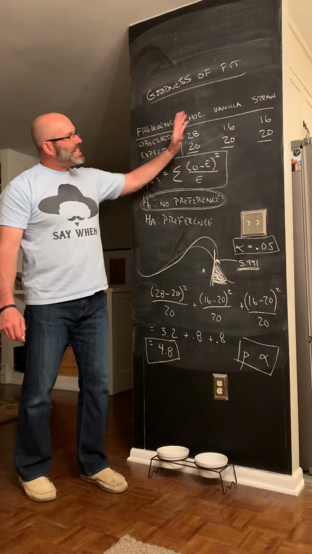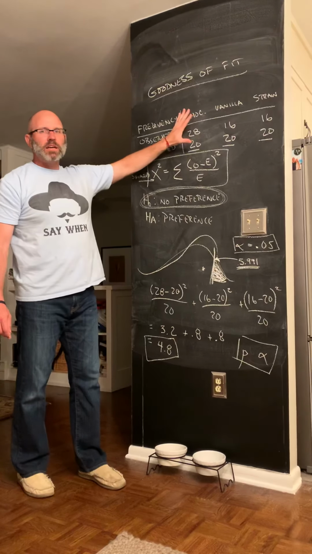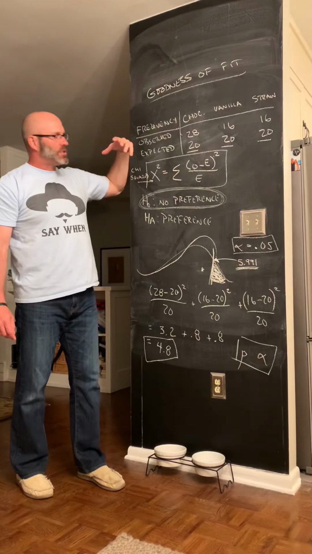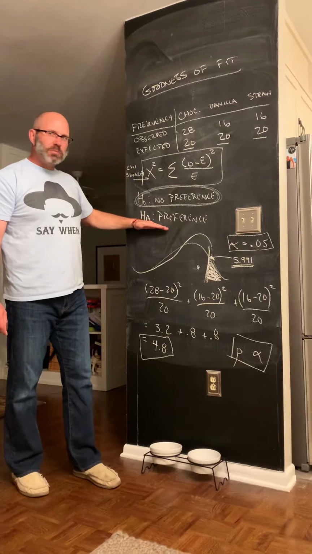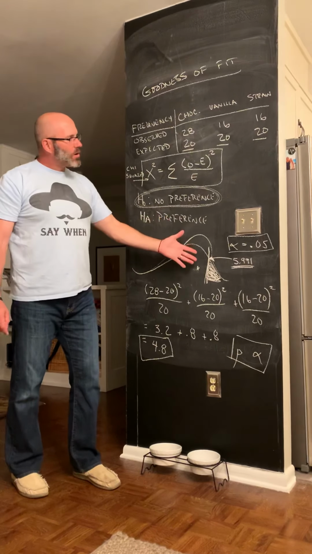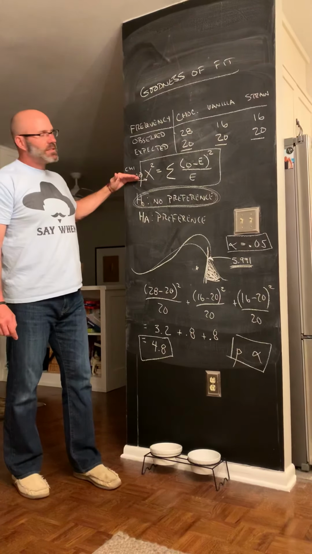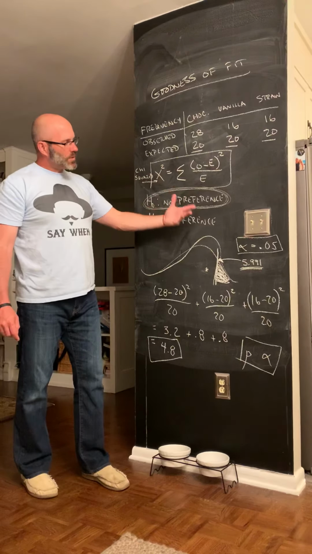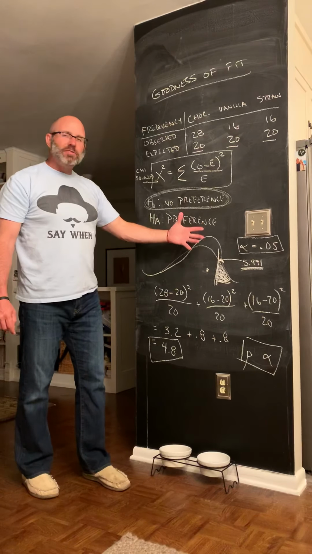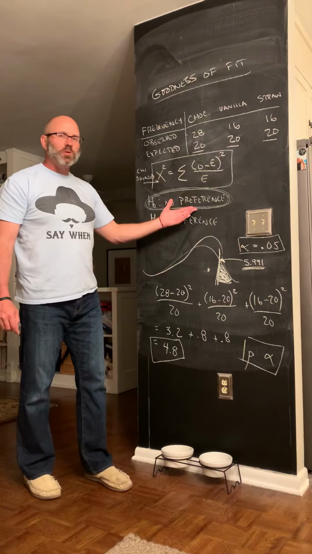So despite the evidence sort of looking like we should reject the null, and it sort of looks like there should be a preference, our chi-squared test gives us enough evidence to say that there is no preference.